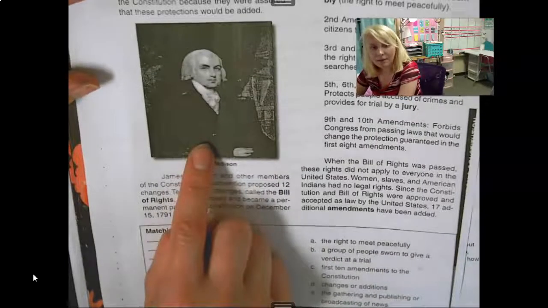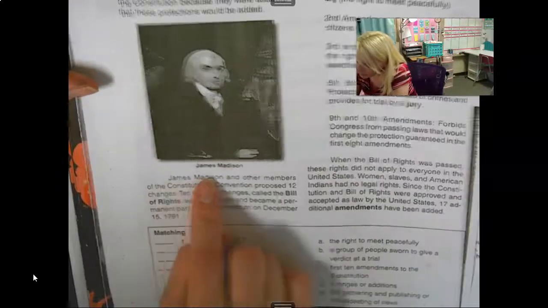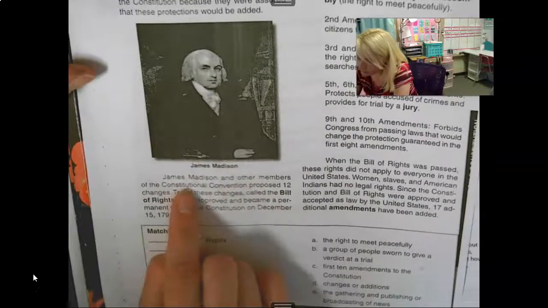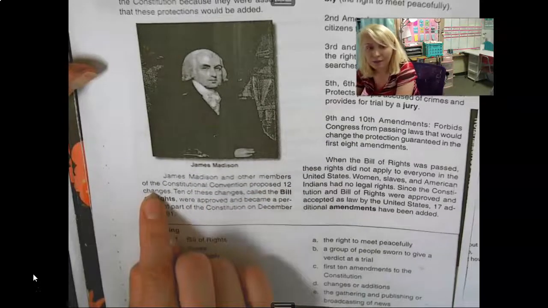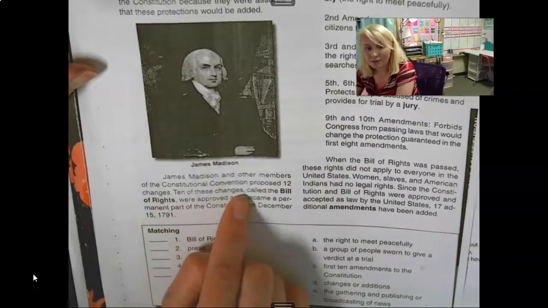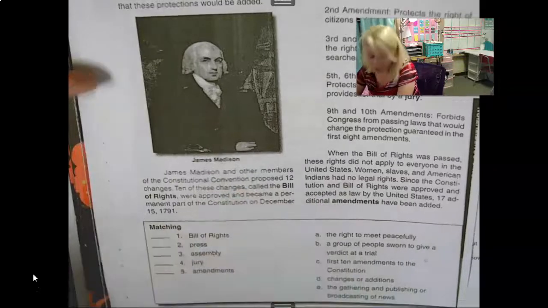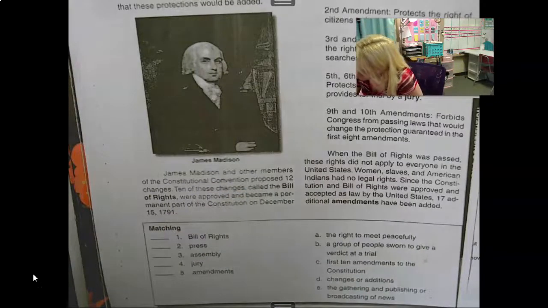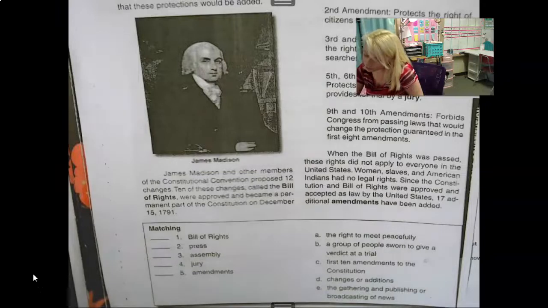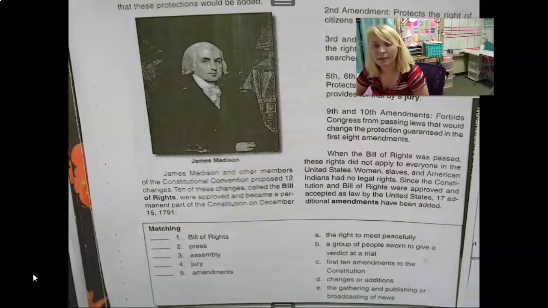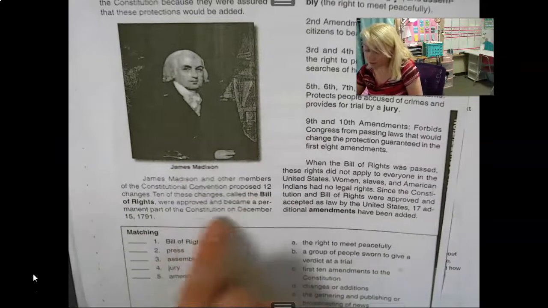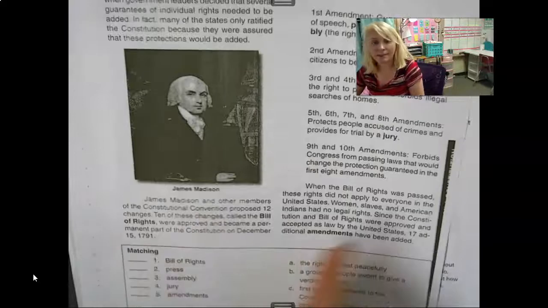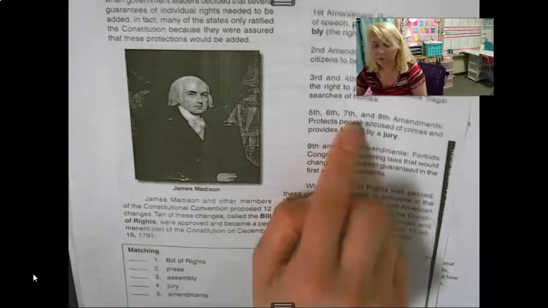There's James Madison. Hello, James. James Madison and other members of the Constitutional Convention proposed 12 changes. 10 of these changes, called the Bill of Rights, were approved and became a permanent part of the Constitution on December 15th, 1791. So that would be those 10 amendments, these 10 parts of the Bill of Rights.